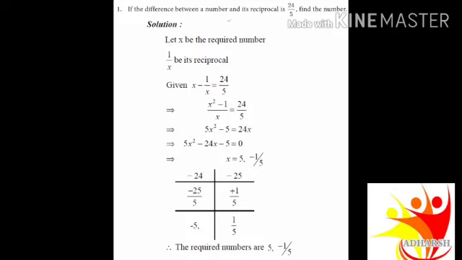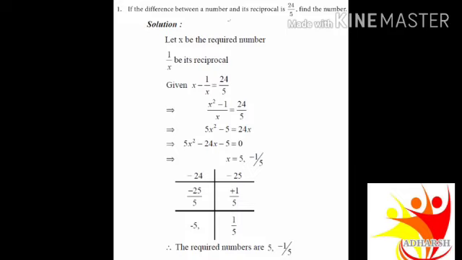Exercise 3.12, first sum: if the difference between a number and its reciprocal is 24 divided by 5, find the number. Solution: let x be the required number, then its reciprocal is 1 by x. Given the difference between the number and the reciprocal, difference means subtract the two values. Therefore x minus 1 by x equal to 24 divided by 5.